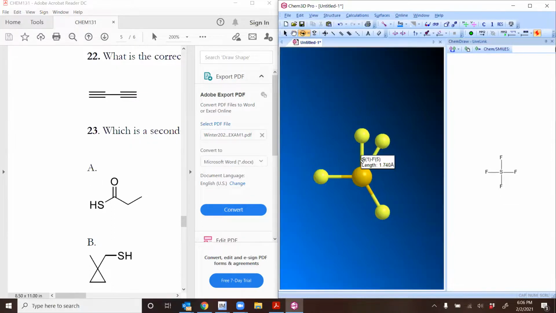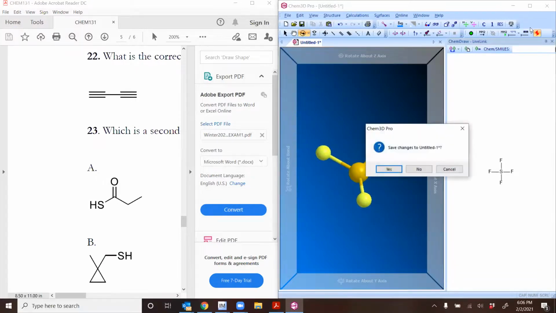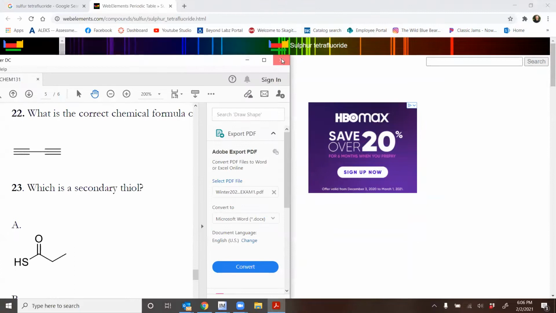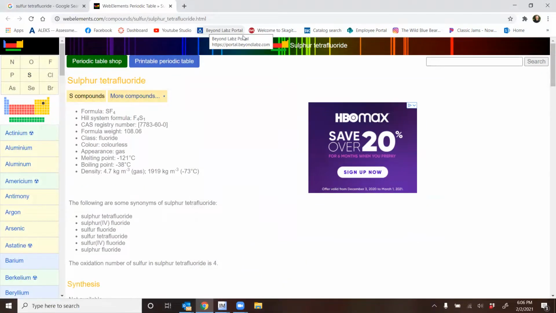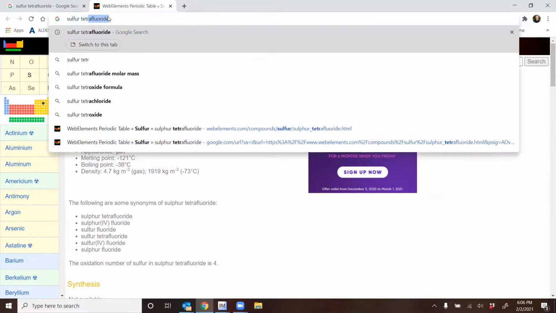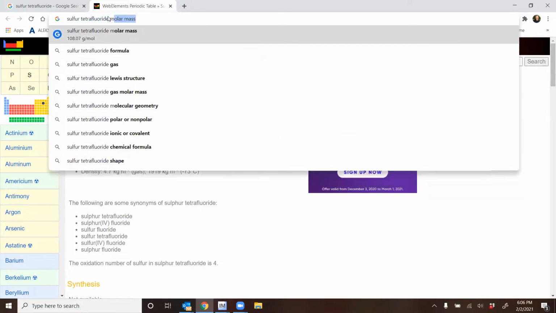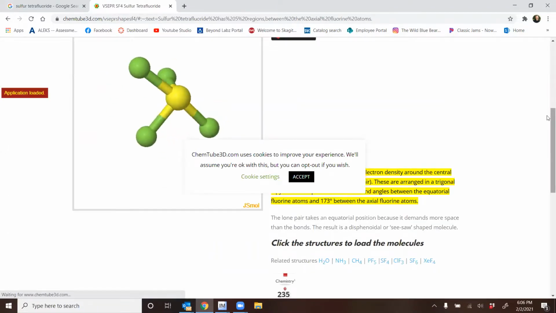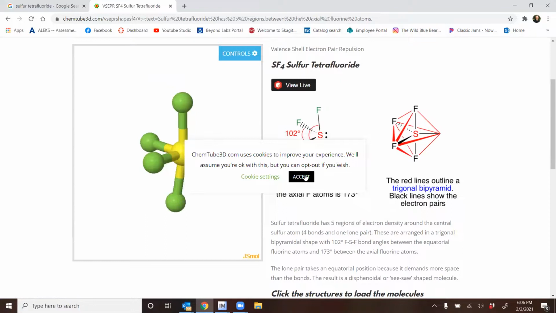I should be able to rotate this. And that is not a correct structure. Okay, I'm abandoning ship on this. That's so lame. Spend lots of money for a program. There we go. That's what I'm talking about.